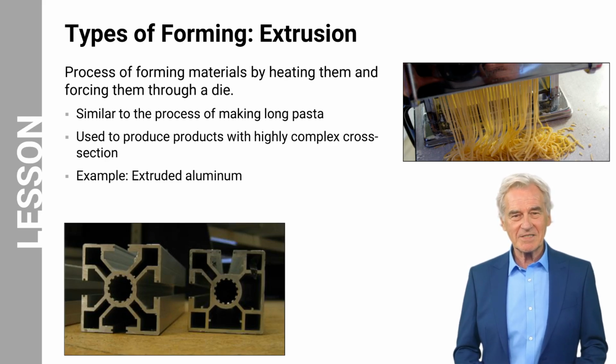The extrusion process begins with heating the material to be extruded. Heating these materials makes them soft or malleable so that they can easily be pushed through a die. A cross-sectional view of extruded aluminum is shown here on this slide.